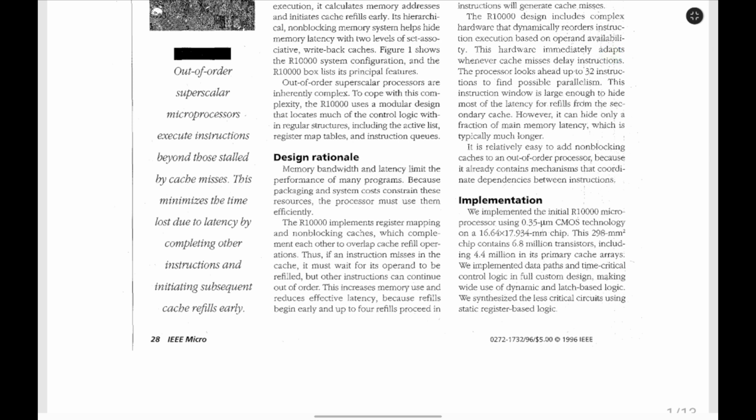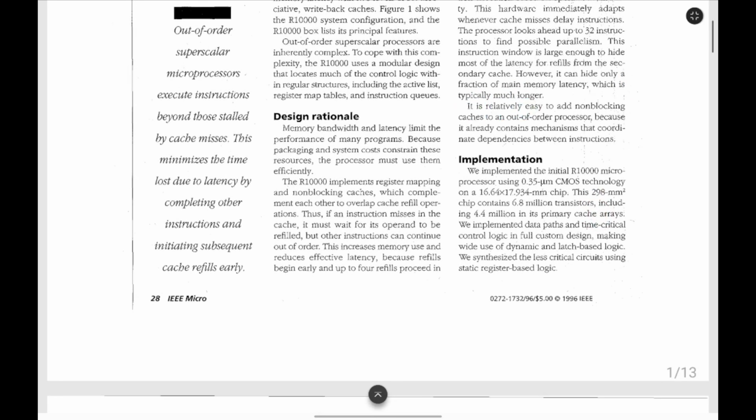this hardware immediately adapts whenever cache misses delay instructions, so the processor looks at up to 32 instructions to find possible parallelism. The instruction window is large enough to hide most of the latency for refills from the secondary cache. However, it can hide only a fraction of main memory latency, which is typically much longer. It is relatively easy to add non-blocking caches to an out-of-order processor because it already contains mechanisms that coordinate dependencies between instructions.